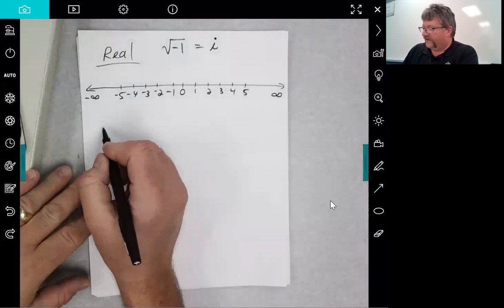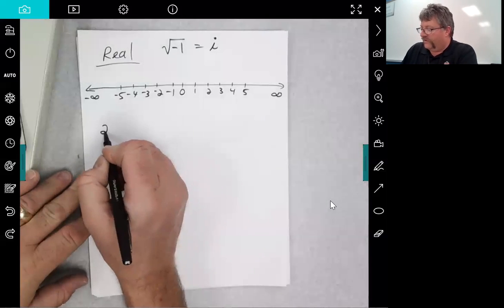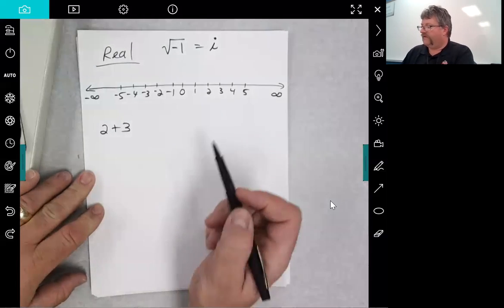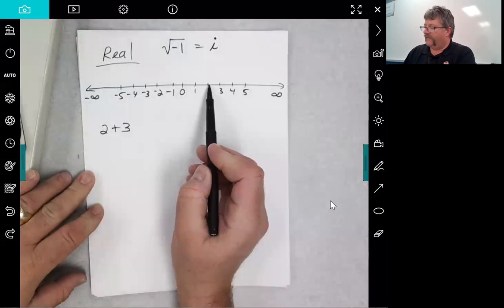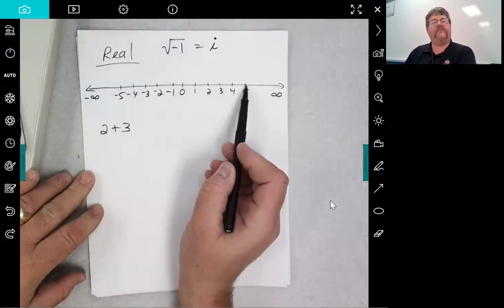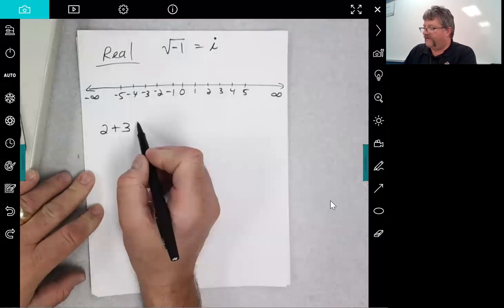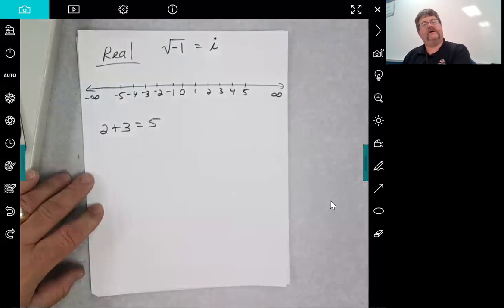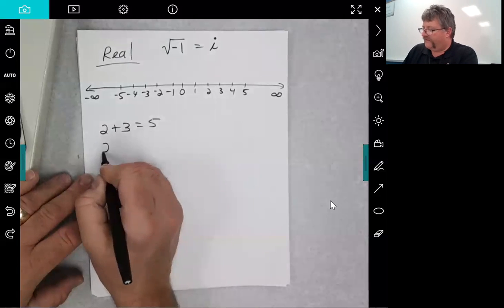Okay, so let's start out with an easy one. 2 plus 3. Well, I'm going to go to 2, and then I'm going to add 3 more, all positive to the right. Of course, we get a 5. Okay, but what if I want to add 2 plus -3?